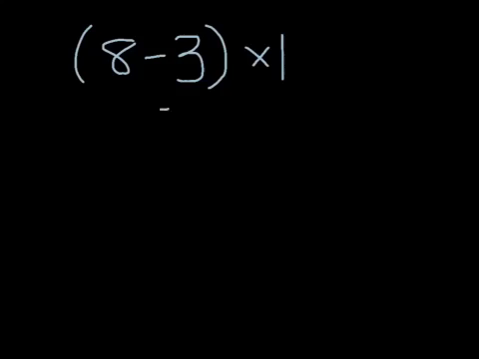Now I'd like you to try 8 minus 3 times 1. Pause right now and solve this. How'd you do? The first thing you should have noticed is there's parentheses. So 8 minus 3 is 5 times 1. And now the last thing I have to do is multiplication. And so the answer is 5.